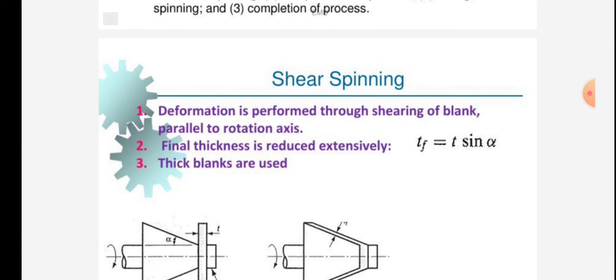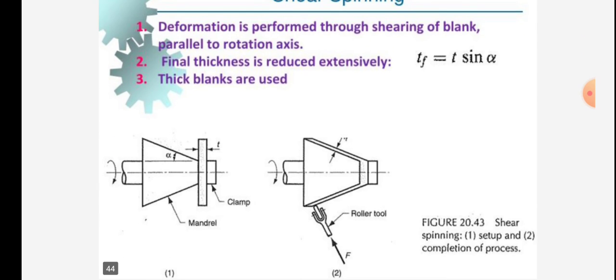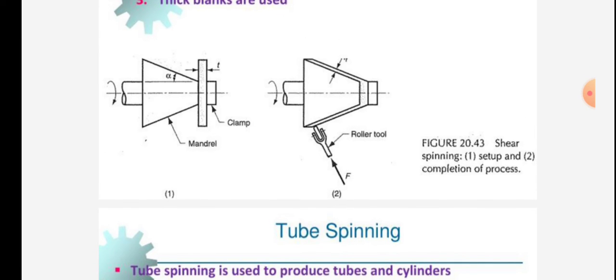Shear spinning. Deformation is performed through shearing of blank parallel to the rotation axis. Final thickness is reduced extensively. Thick blanks are used. TF is equal to T into sin alpha, where alpha is given, T is given, clamp is given, mandrel is given, roller tool is given. Figure shows shear spinning setup and completion of process.